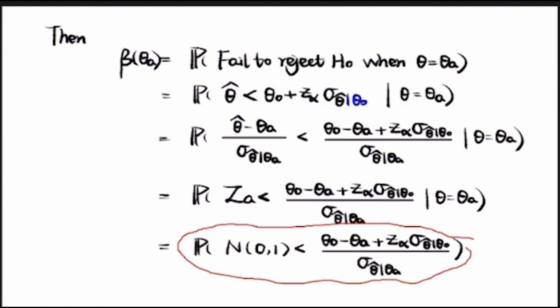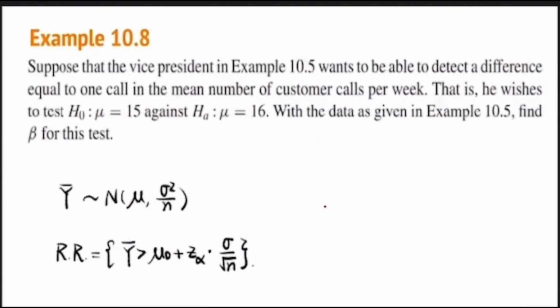Now, if I want to solve that, if I want to go into the example, take a look at this. Please pay attention. Suppose that the vice president in example 10.5, this is from the textbook, wants to be able to detect a difference equal to 1 call in the mean number of customers per week. Then it wishes to test this. Please take a look at this. The null hypothesis is mu equal to 15. Alternative is mu equal to 16.